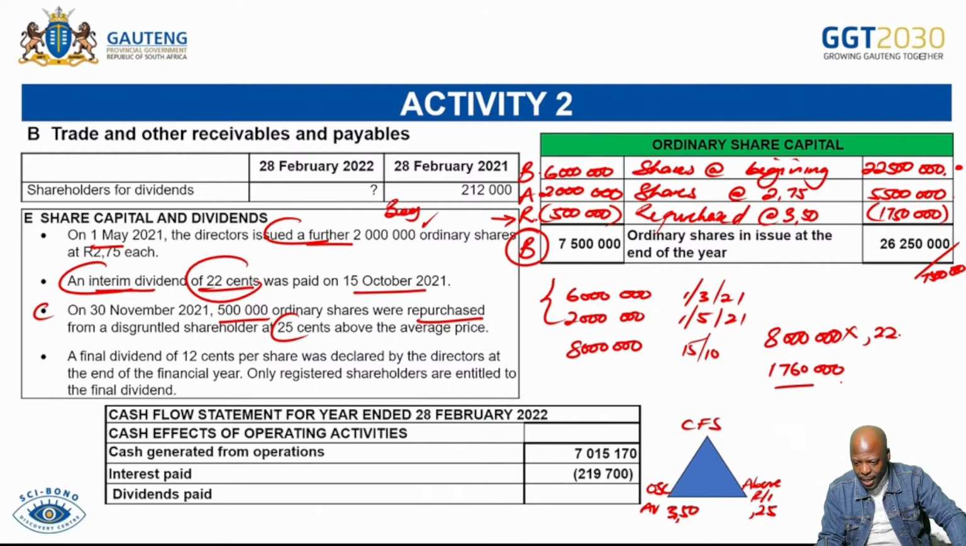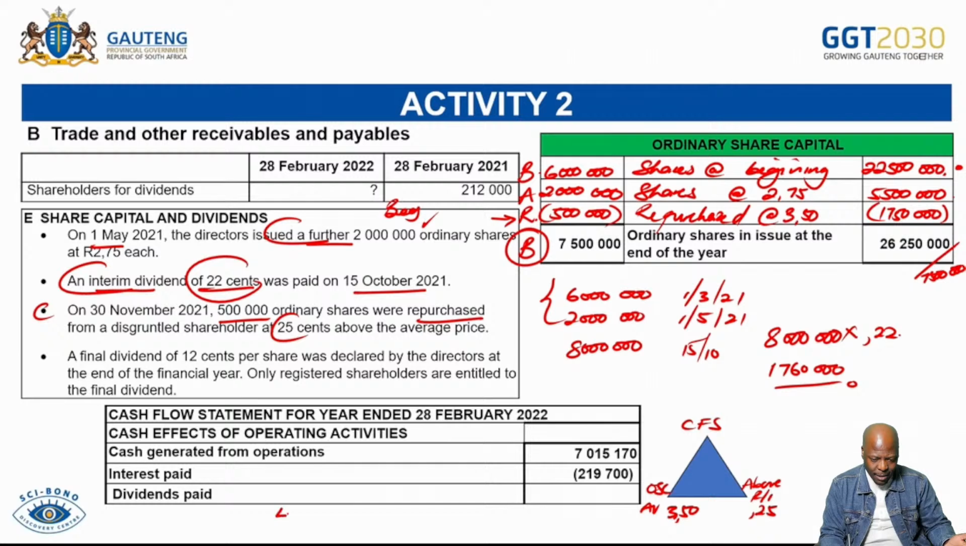1,760,000. Now, if I want to know the dividends that I paid this year, I will consider this simple fact: last year's final dividends were not paid last year. Last year's final dividends were declared last year, but we pay them this year. So if I'm to get my dividends paid, it is very simple.